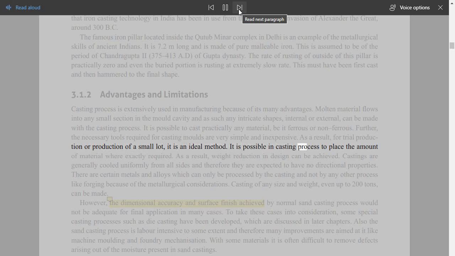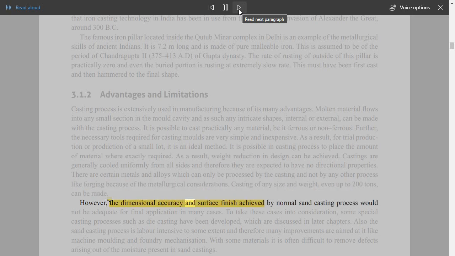It is possible in casting process to place the amount of material where exactly required. As a result, weight reduction in design can be achieved. Castings are generally cooled uniformly from all sides, and therefore they are expected to have no directional properties. There are certain metals and alloys which can only be processed by the casting, and not by any other process like forging because of the metallurgical considerations. Casting of any size and weight, even up to 200 tons, can be made.